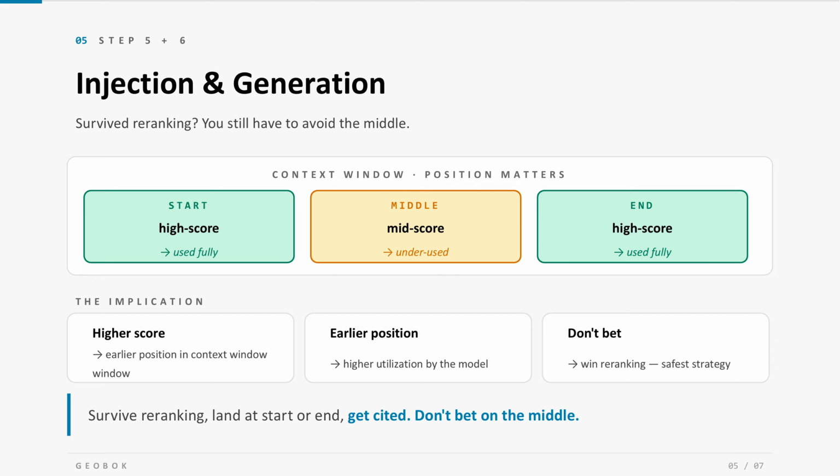The strategy stays the same. Win as high a re-ranking score as possible, so your chunk lands in the start or end high attention zone. Then step 6. The model generates a natural language response using injected chunks plus parametric memory. Depending on the AI product, citations may be explicit attribution or implicit incorporation. Either way, you can only be cited if you survived all 6 steps.